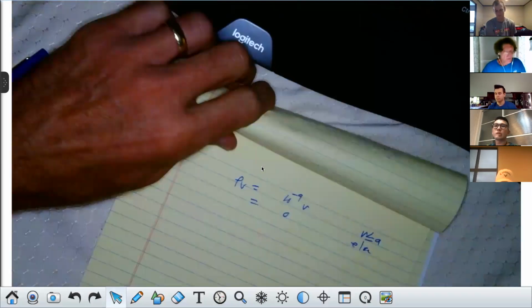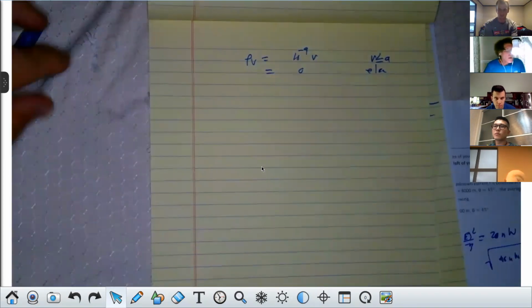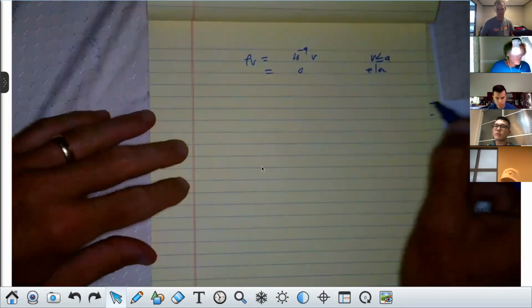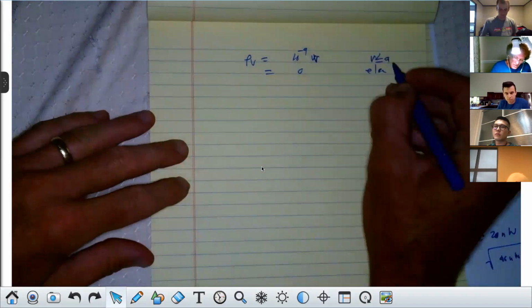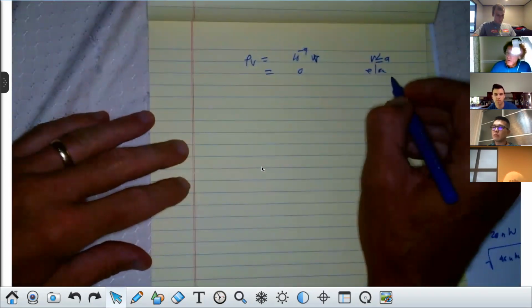Okay. So for this one, I hope you all can see this right here. I have rho V equals 10 to the minus 9th r for r less than a and 0 for r greater than a. Everybody all right with that?